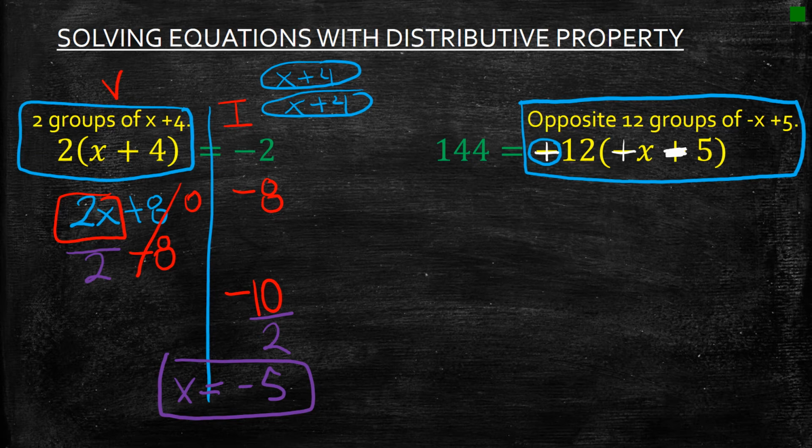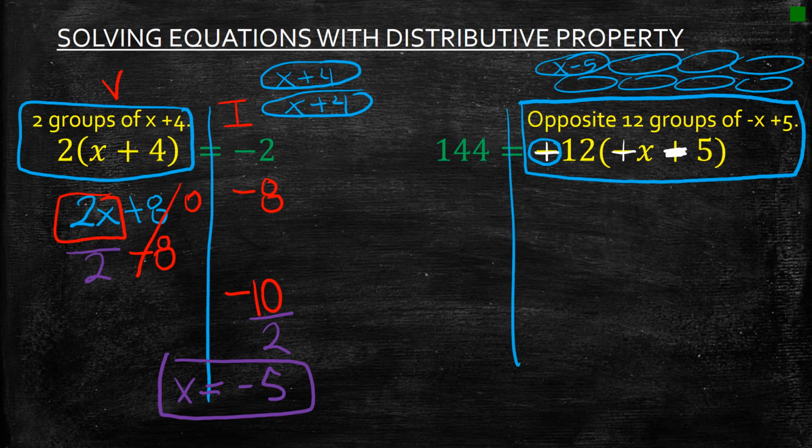So for the opposite, what we need to make sure we do is take the opposite of everything in this box. So the opposite of a negative 12 is a positive 12. The opposite of a negative x becomes a positive x, and the opposite of a positive 5 becomes a negative 5. Now that we've taken the opposite of everything, we want to draw 12 groups. I don't want to keep drawing these. I know there's going to be 12 circles. Within those circles, I'm going to have x minus 5.